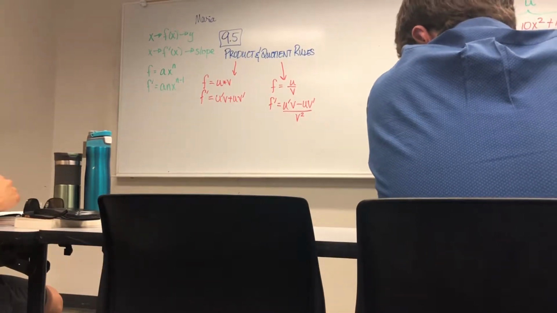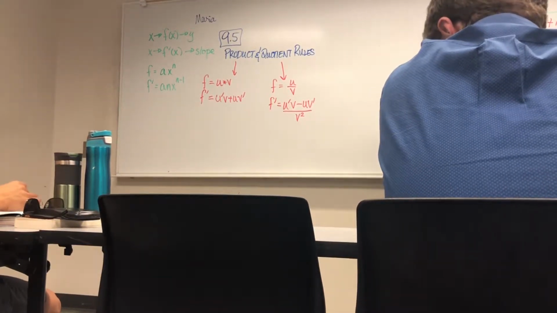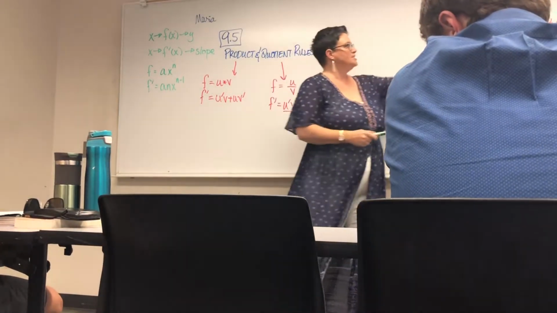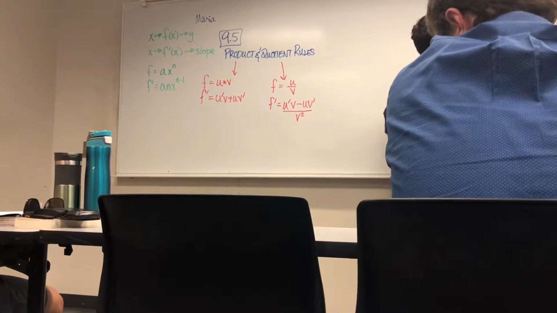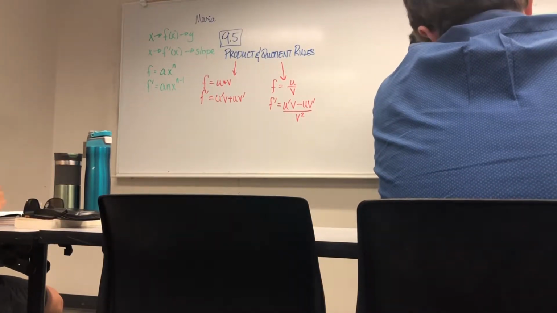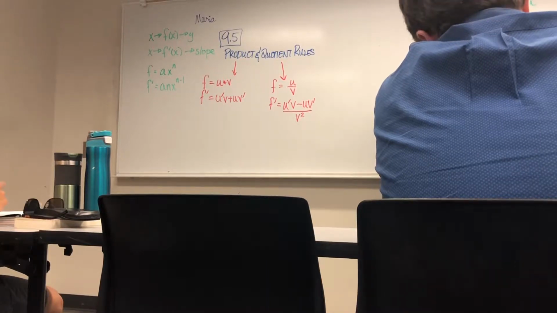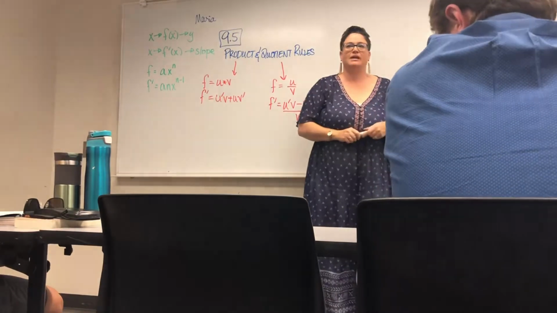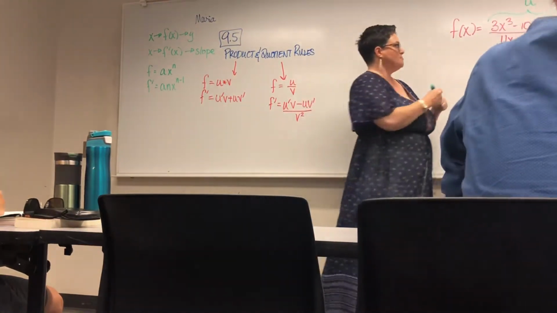My U is my top function. My V is my bottom function. So far, so good? So then what's U prime? U prime equals? Find x squared minus 20x. What's V prime?